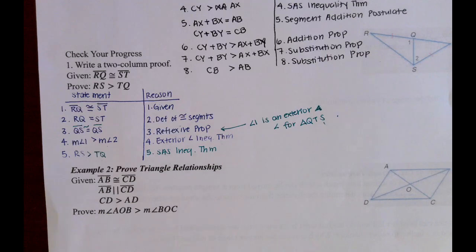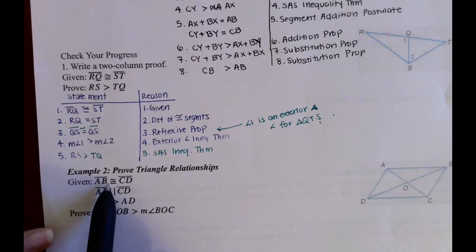Okay. So the next one here is example 2. Here we're going to prove triangle relationships. And what the book did is they decided to do a flow proof. So we're going to do a flow proof as well. Okay. So let's get started.